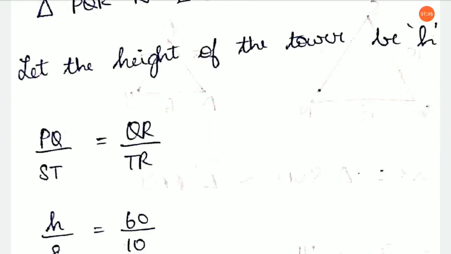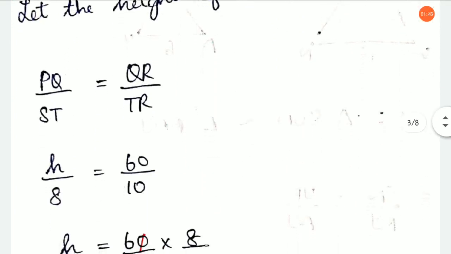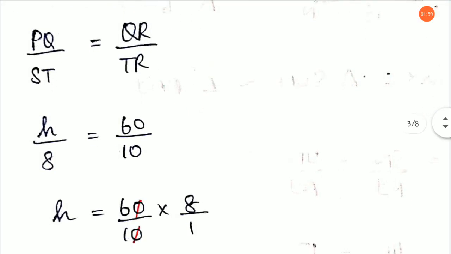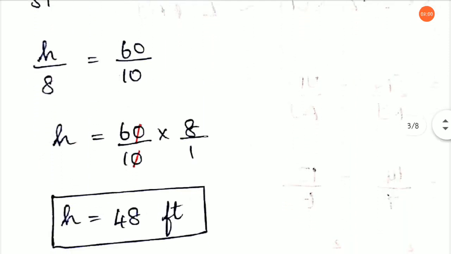PQ by ST is equal to QR by TR. Now the PQ value is H. Okay. And ST value is 8. QR is 60 and TR is 10. Okay. Since we are going to find the value of H, I am going to keep the H alone this side and take this 1 by 8 to the other side. So 60 by 10 into 8 will become 8 by 1. Okay, then I am going to cancel the zeros. Therefore, it is only 6 and 8 left. If you multiply 6 and 8, we will get 48. Therefore, the height of the tower is equal to 48 feet. Clear children?